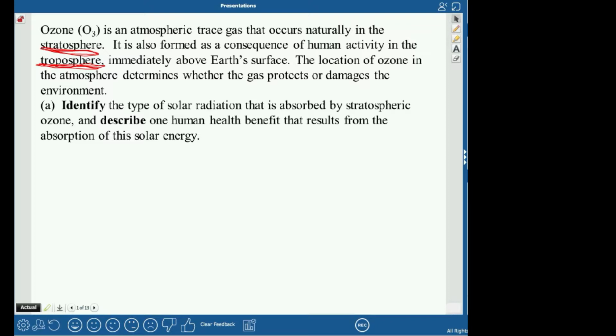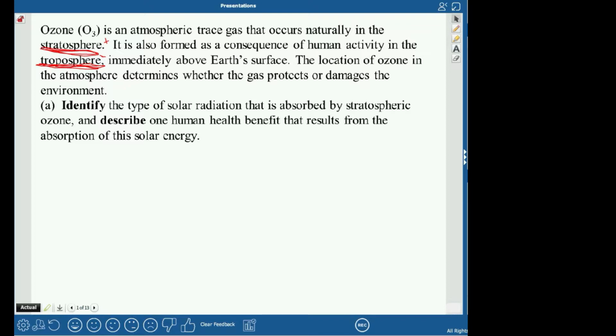So if ozone is in the stratosphere, it's good. I'll put a plus here. And if it's in the troposphere, it's negative, it's bad. That's a big thing students tend to get confused about, which type of ozone is good and which type is bad. Now it's asking about the type of solar radiation that is absorbed by stratospheric ozone, and then it wants you to describe a human health benefit.